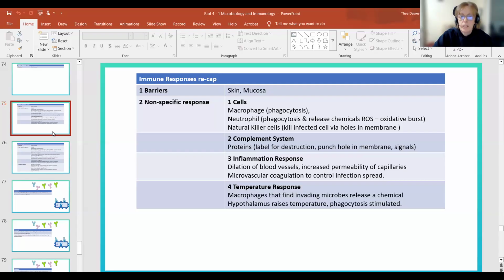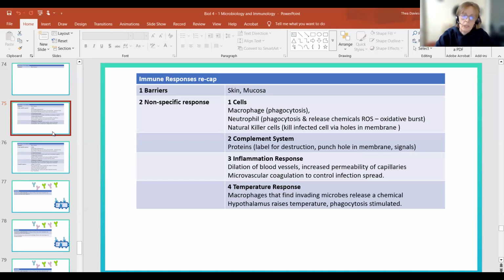enzymes. Then we had a look at neutrophils, which can also phagocytose pathogens, but they also release chemicals called reactive oxygen species. There are a few different chemicals. You don't need to know the names of them, but hydrogen peroxide is one. There's another one called superoxide dismutase. Basically, they release these chemicals collectively. They're called the reactive oxygen species, and this chemical release is called an oxidative burst, and that kills the pathogens. Any that are in the vicinity near to the neutrophil will get killed.